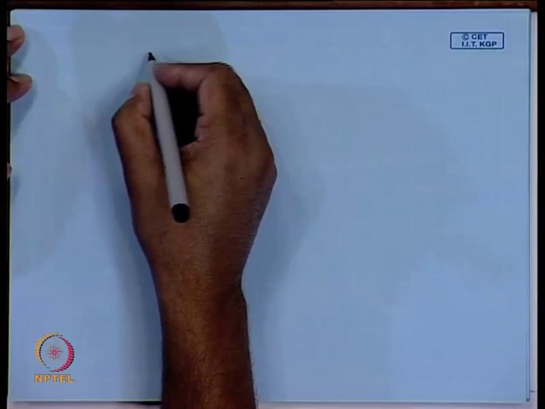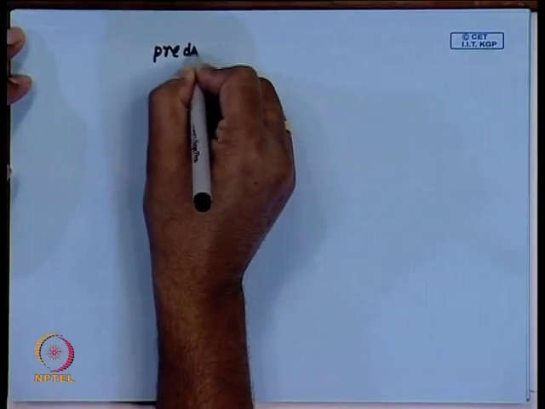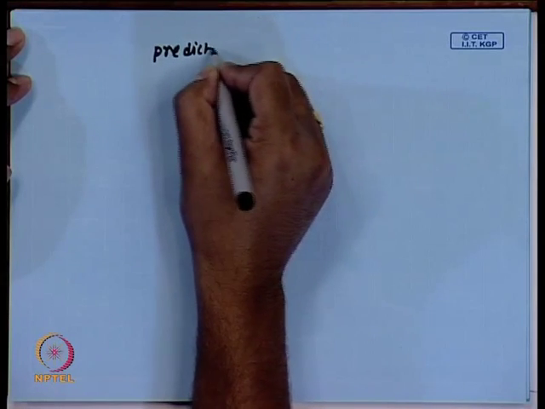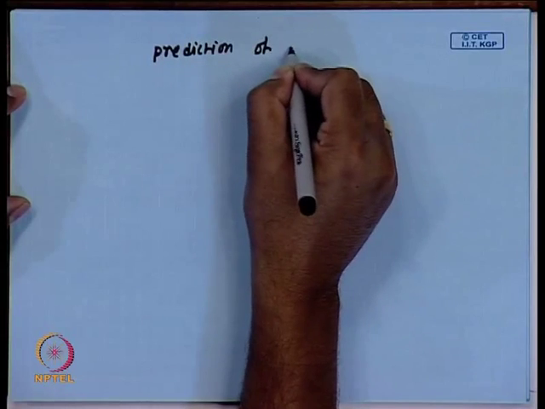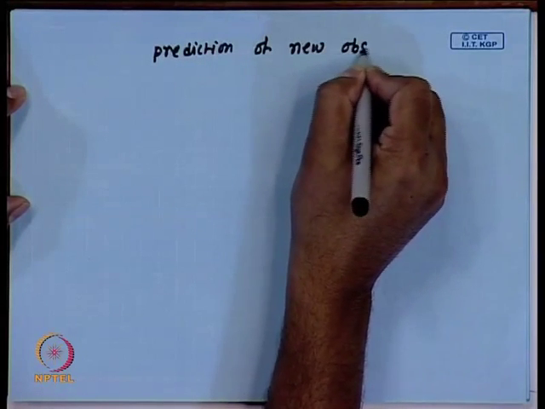Well, another important application of this regression model is to predict a new observation. This one is a little difficult; there is a slight difference between the expected response and what I am going to do now. Let me explain the things. We are going to do prediction of a new observation.